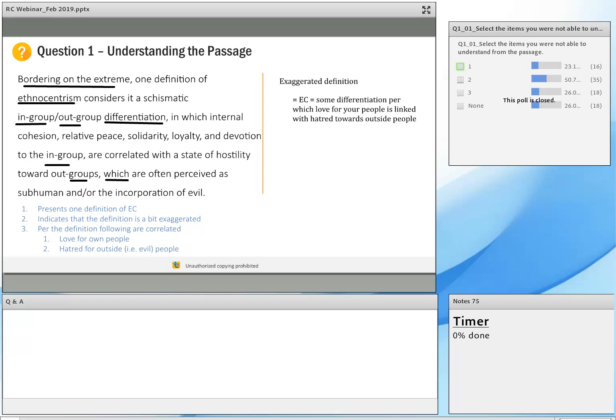I got 70 responses. So out of the 70 odd, half the people could not figure out the fact that this definition is exaggerated. But 23% of you could not figure out that this is one definition of EC. It's not the definition that the author agrees with. And 25% of you were really not able to get this thing out. So let's look at the one question that we have on this one.